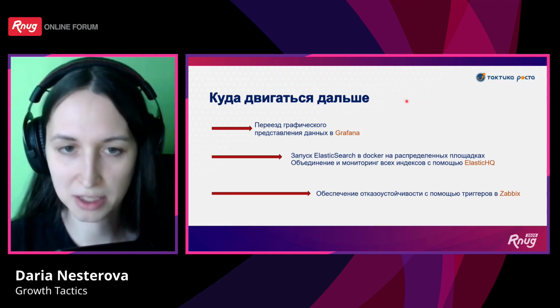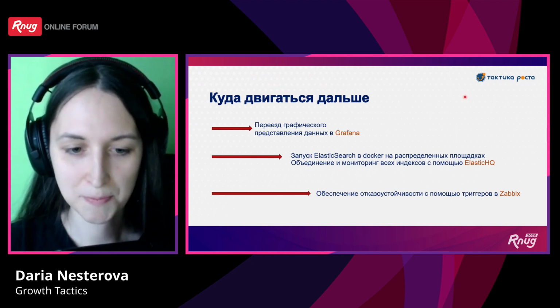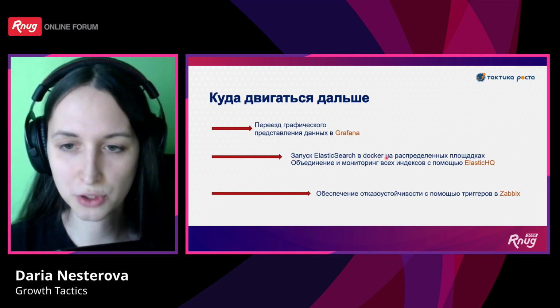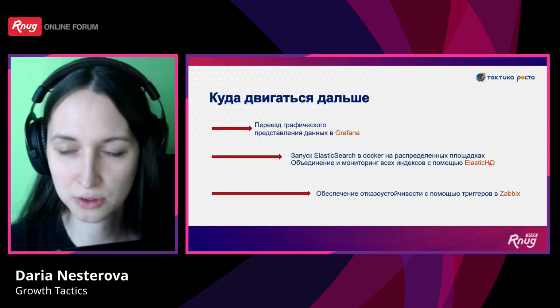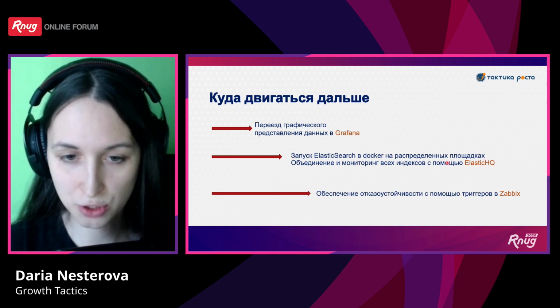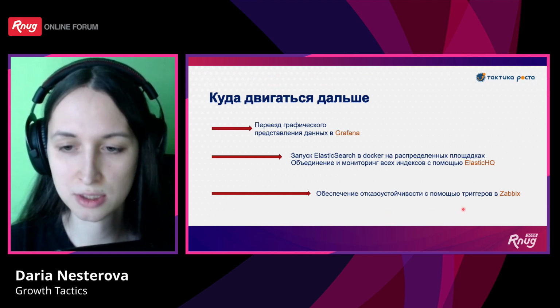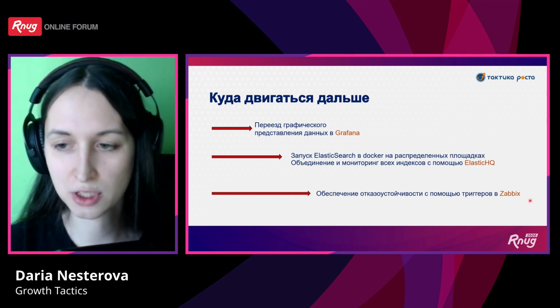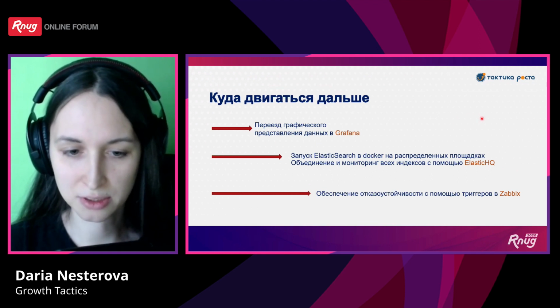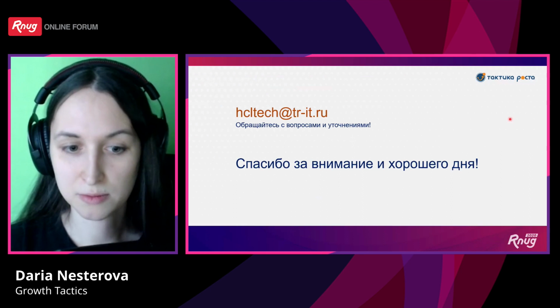In terms of where we are about to go in the future, the system is being improved constantly. If you want to improve it, you can transfer your graphic representation of data to Grafana. You can launch Elasticsearch in Docker on distributed platforms, and also provide fault tolerance with Zabbix triggers. I think that these are our goals for the nearest future. So we will experiment in data collection and we will improve our work. This is the end of our talk.